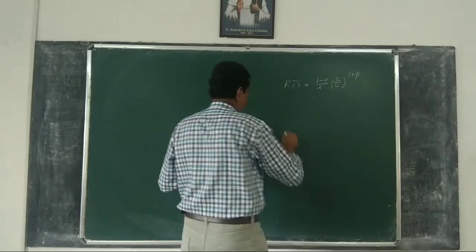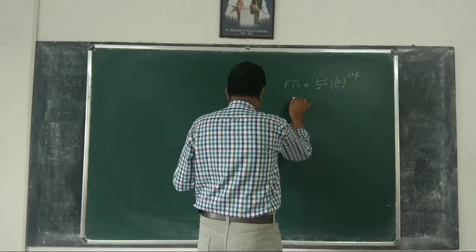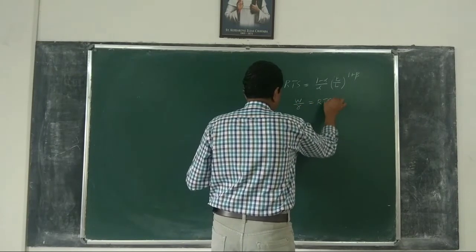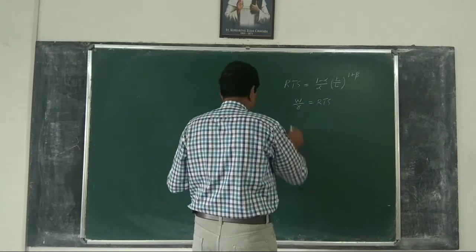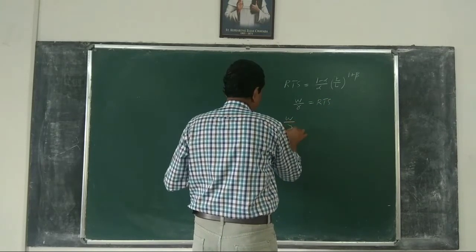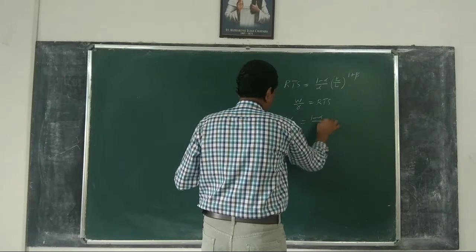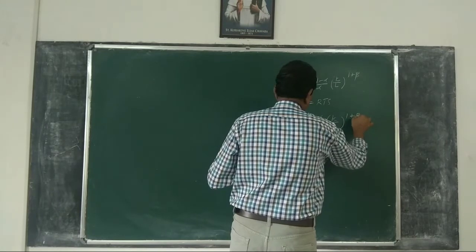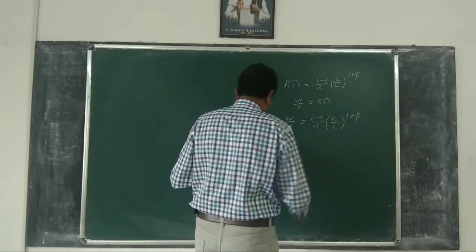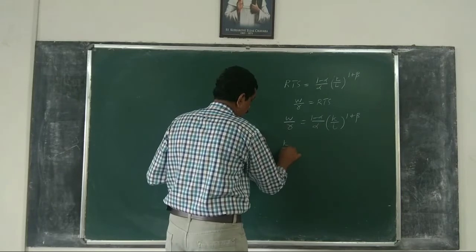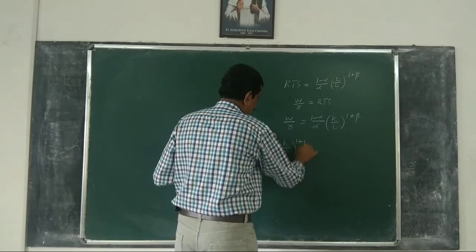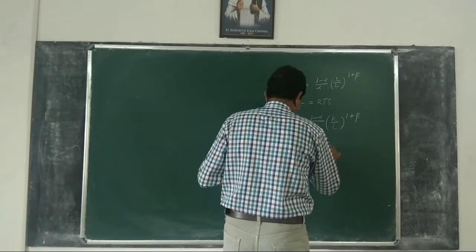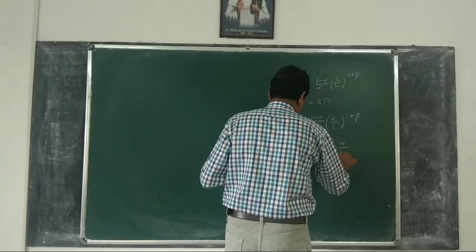And cost minimization requires that W by R is equal to RTS. That is, W by R is equal to 1 minus alpha by alpha into K by L raised to 1 plus beta. And it follows that K by L raised to 1 plus beta is equal to W by R into alpha by 1 minus alpha.